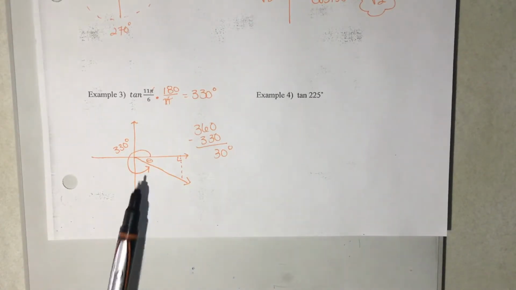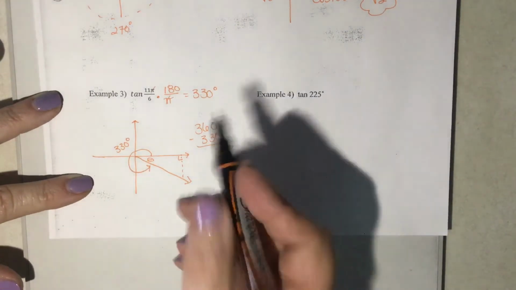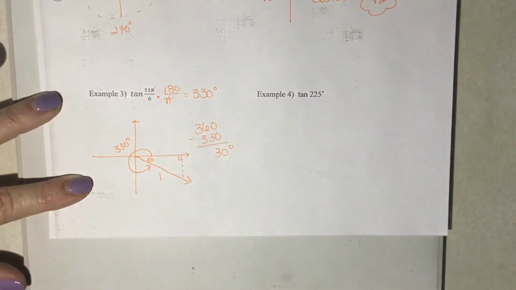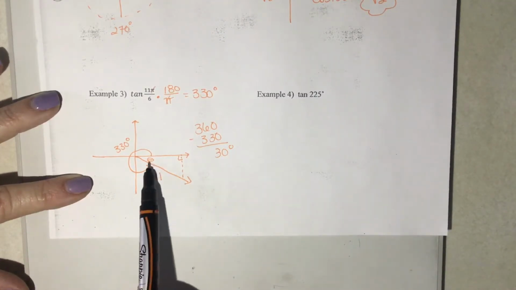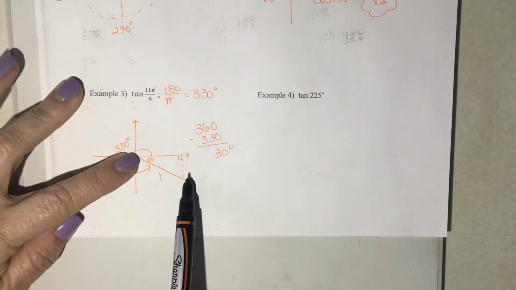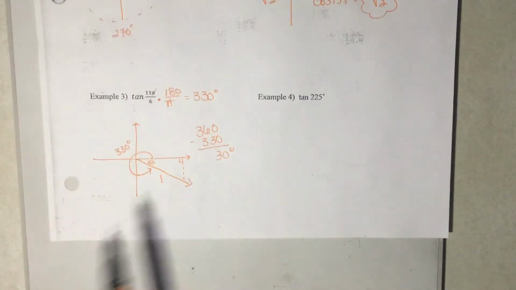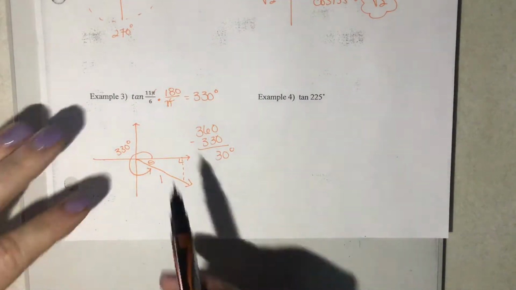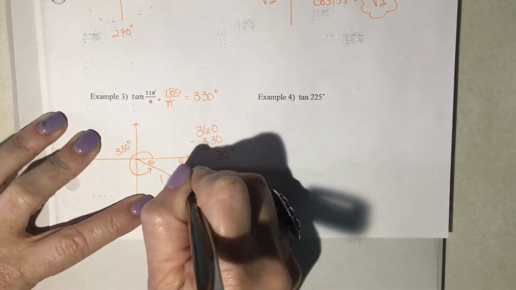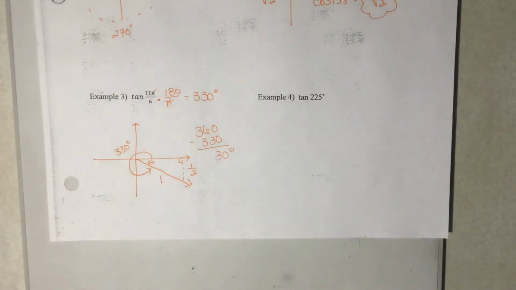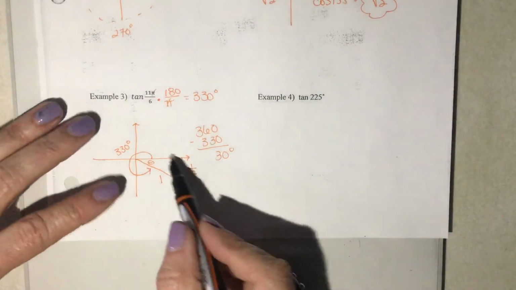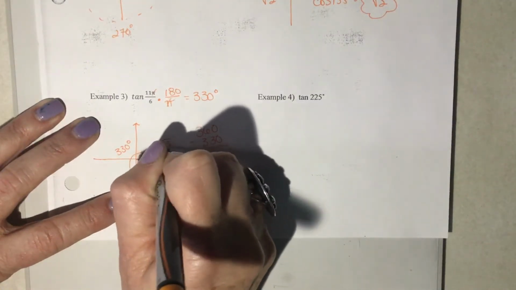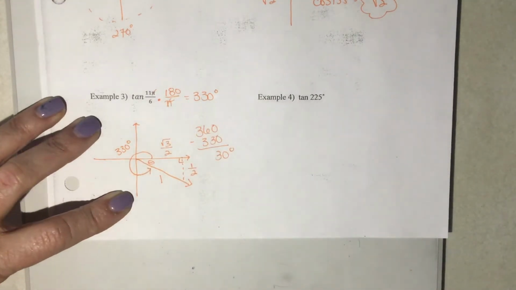And again, this is sounding very repetitive, but we want to say it over and over again: the hypotenuse on a unit circle always has a length of 1. 30 degrees, opposite of that is the short side. And we just did all that. Opposite 30 degrees is 1 divided by 2. And where am I getting that? From my handy dandy hints. Hypotenuse to short, divide by 2. Short to medium, multiply by the square root of 3. So square root of 3 over 2.